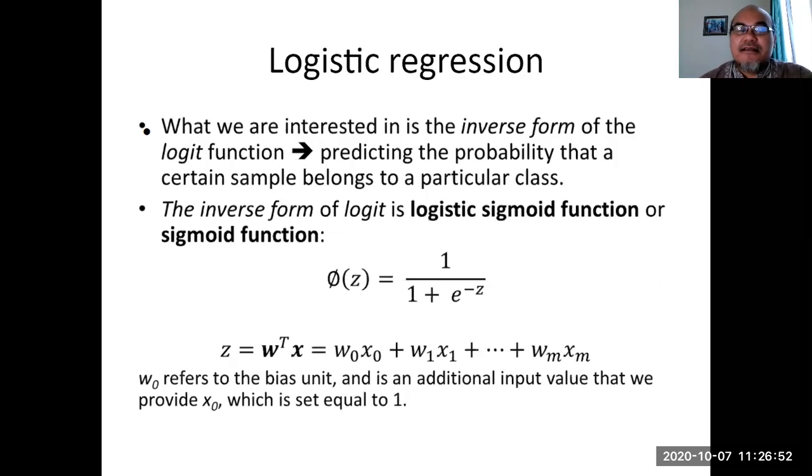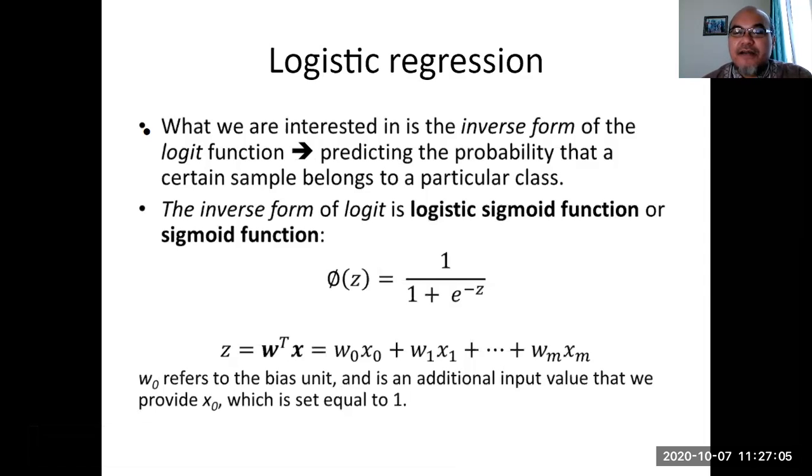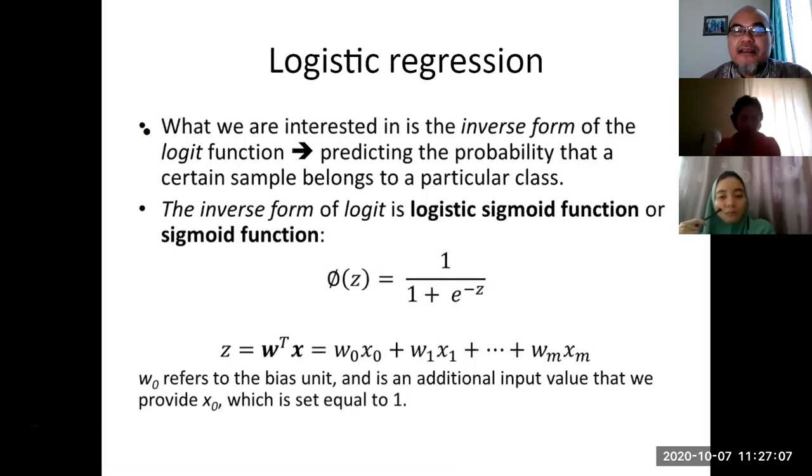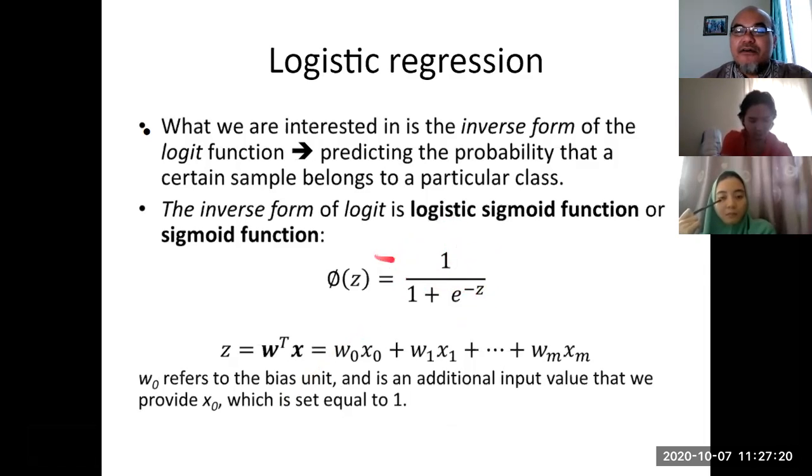The phi of z, where z is the value W transpose multiplied by X, equals W0x0 plus W1x1 until WMxM. This value, the net input, is then input into the logistic sigmoid function as this z: 1 over 1 plus exponent minus z.